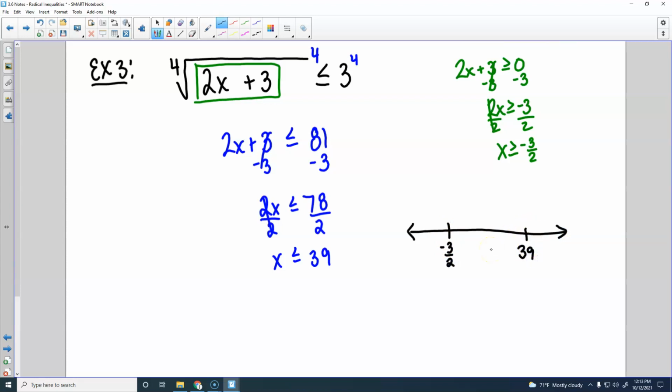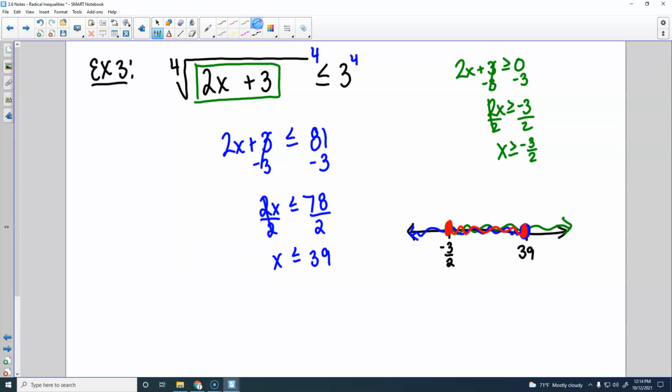So our answer is numbers that are less than or equal to 39, but we've got to consider our domain, right? The domain says that numbers have to be greater than or equal to negative 3 halves. The answer says that numbers have to be less than or equal to 39. So these are going to overlap in between those two numbers. So we're looking right here. I've marked that in red.